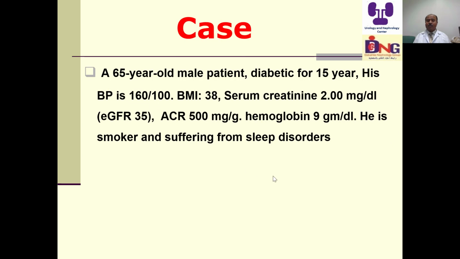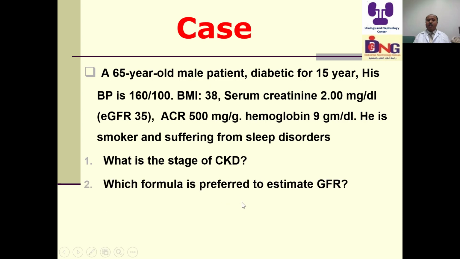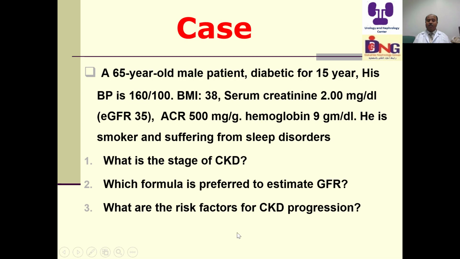For this case, we have three questions. What is the stage of CKD? Which formula is preferred to estimate GFR? And the third and last one, what are the risk factors for chronic kidney disease progression that this senior gentleman patient has? So I'm going to discuss the issue of chronic kidney disease, and at the end of the presentation we will answer these questions.